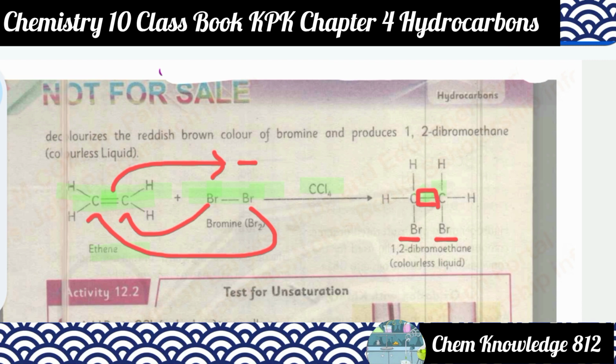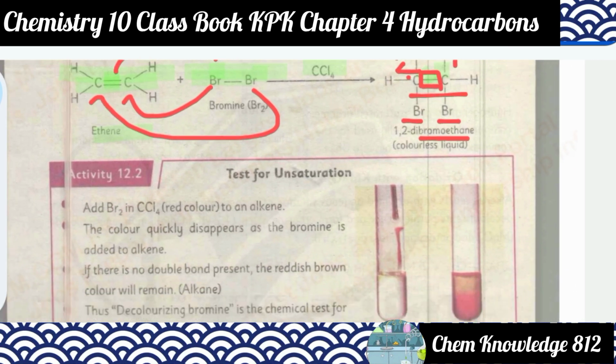तो अब ये जो 1,2 डाइब्रोमोइथेन, 1,2 dibromoethane, because the two bromines are on the position 1 and 2 carbon atoms, so we can say that these are 1,2 dibromoethane. It's ethane because 2 carbons and single bonds, so it's ethane.